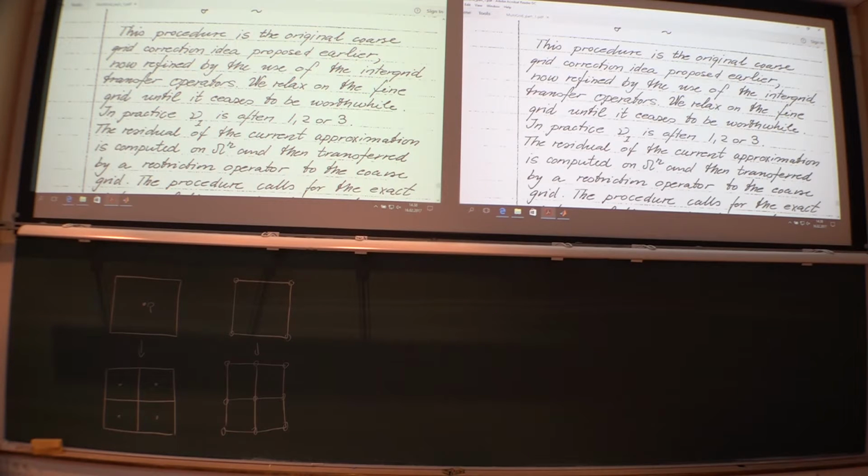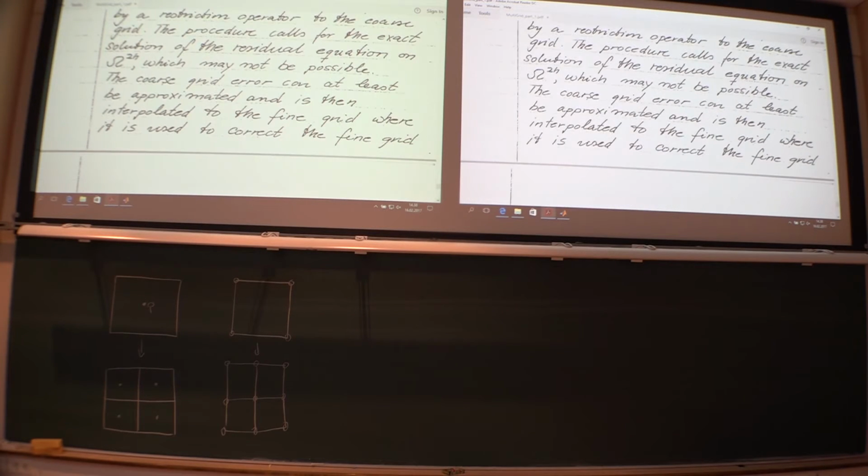But here, then, only two grid systems. And in practice, these parameters, nu1 and nu2, don't have to be big. You don't need many iterations, 1, 2, or 3. That's good enough.